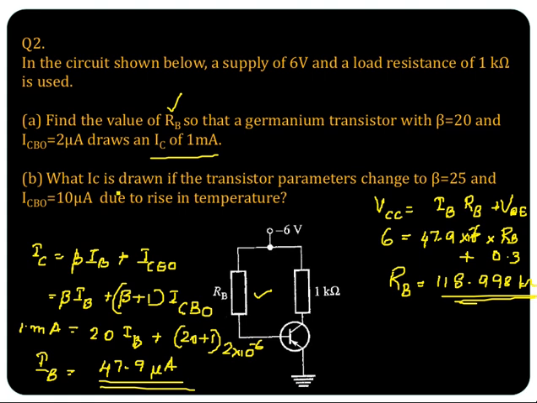The second part is what IC is drawn if the transistor parameters change to beta equal to 25 and ICBO equal to 10 microampere due to rise in temperature. What will happen? Please note, in the first question, IC was 1 milliampere. Please keep that in mind. In the second part, the parameters have changed. Now beta equal to 25 and ICBO has increased due to temperature, that is given as 10 microampere.